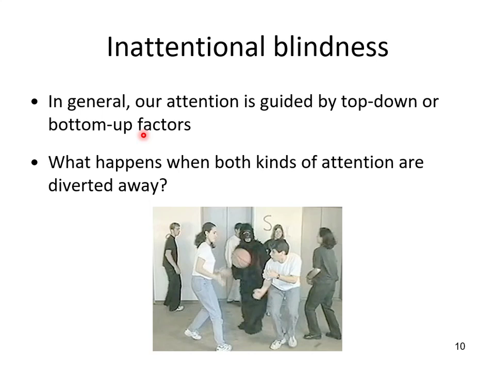Right? When you are counting the ball passes, does this gorilla fall onto your retina? Of course, yes. You're looking at this screen, you're counting the ball passes. Does this gorilla fall onto your retina? Of course, yes. Okay, it's within your visual field. But why don't you notice that? Not because these pixels do not fall onto your retina, but because you did not pay attention to this object, to the gorilla.